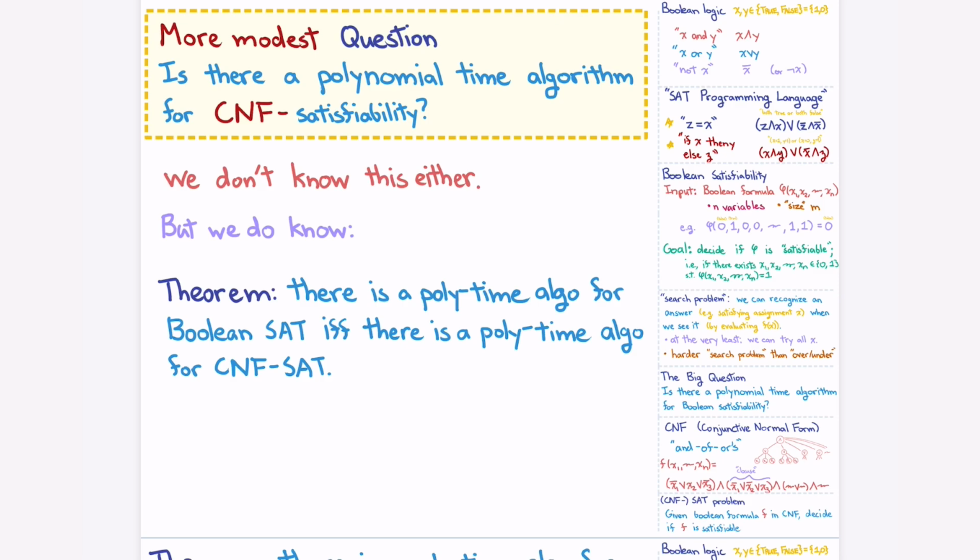CNF SAT just means I give you a formula in CNF form. So it's a limited class of Boolean formulas. Boolean formulas could be very deep, and you're only looking at the special case where it's kind of flat. It's this AND of ORs. So it's a special case. But we're going to show that the special case will get you an algorithm for the general case.